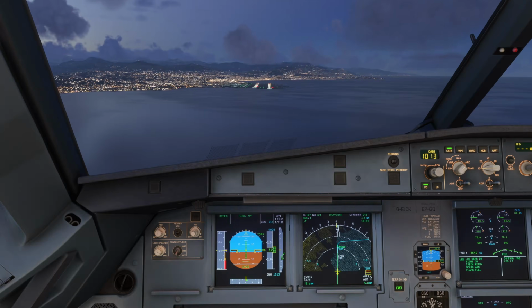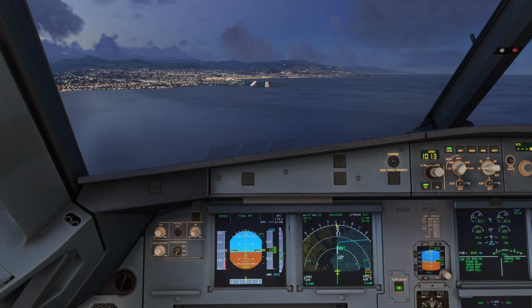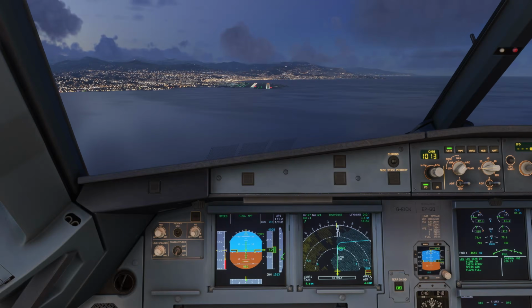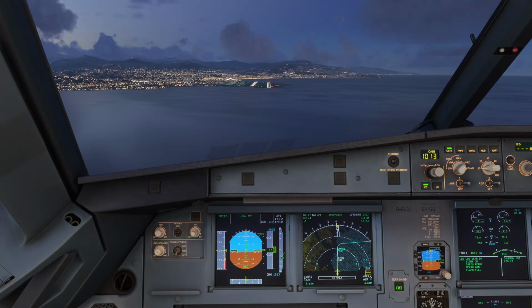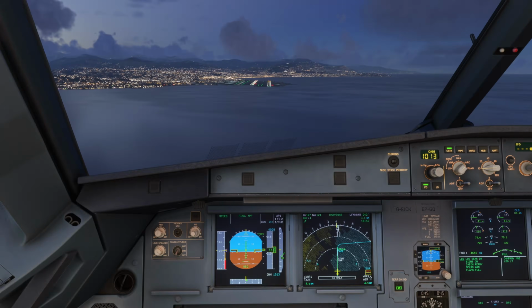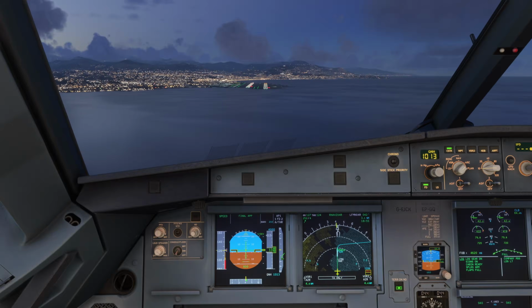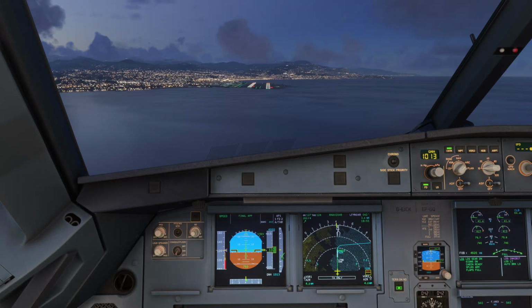And we should get a GPWS warning at some point as we get too low and start to get dangerously close to the sea. So a very simple error can lead to a very dangerous situation on the non-precision approach, so it's worth being aware of that and the importance to cross-check this.